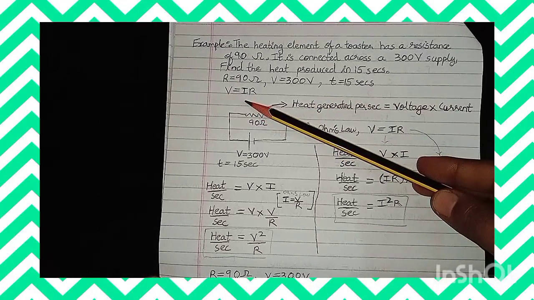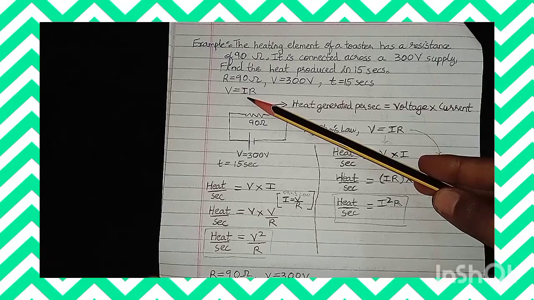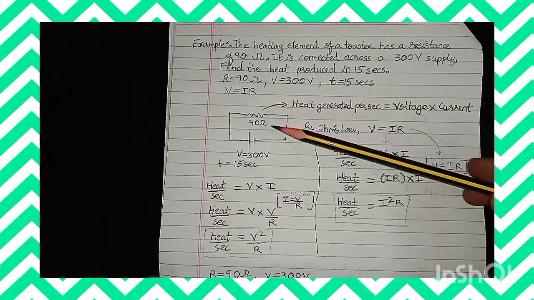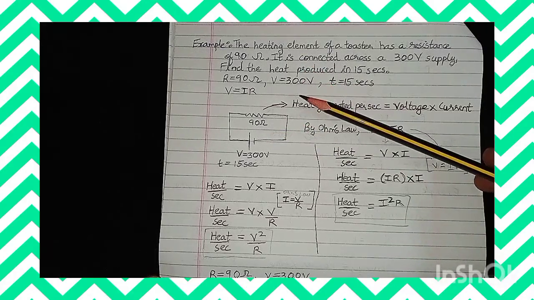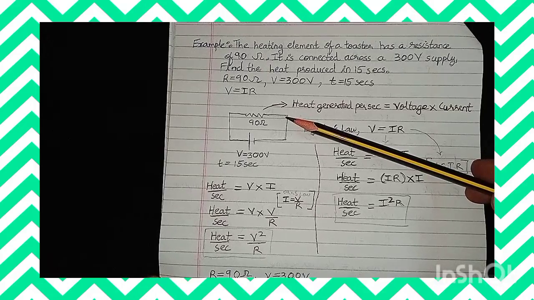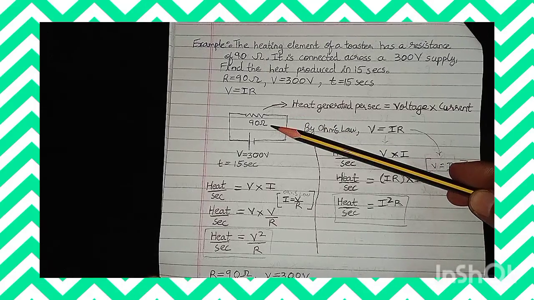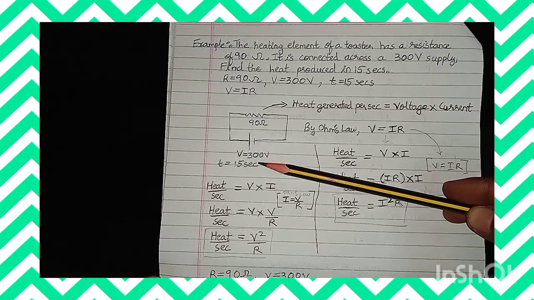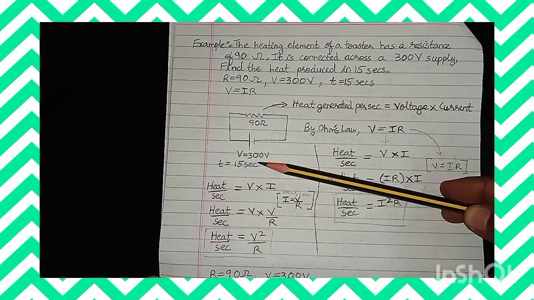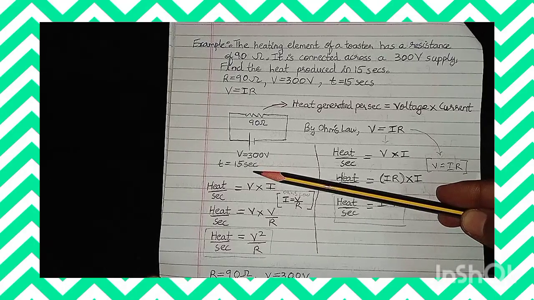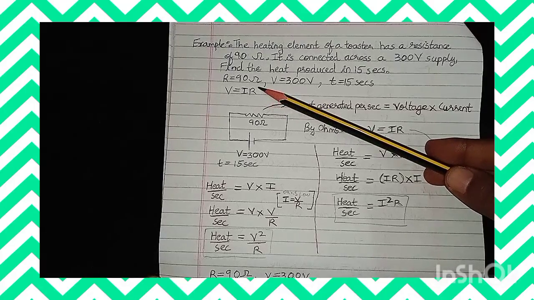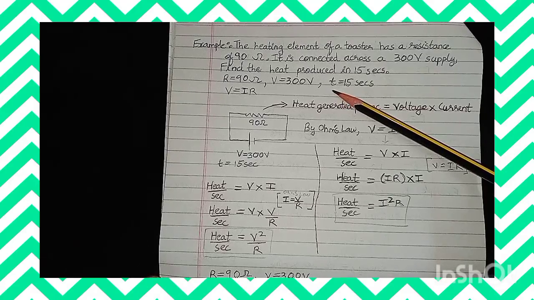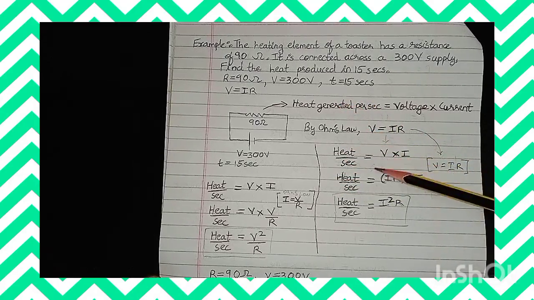You are already aware V is equal to IR. How did you get V is equal to IR? By Ohm's law. Okay. So in this we will write what all things we have been told in the question. First is R is equal to 90 ohms. Now V is equal to 300 volts, this is a battery, and time is 15 seconds. So these three things we have been given: R is equal to 90 ohms, V is equal to 300 volts, t is equal to 15 seconds. Okay, we can solve this by two methods.